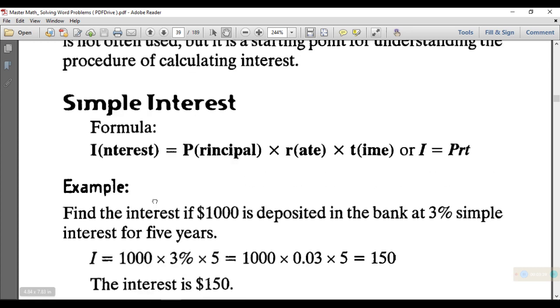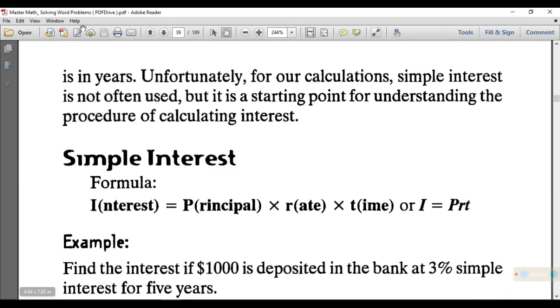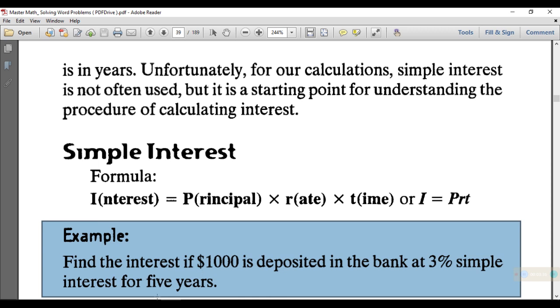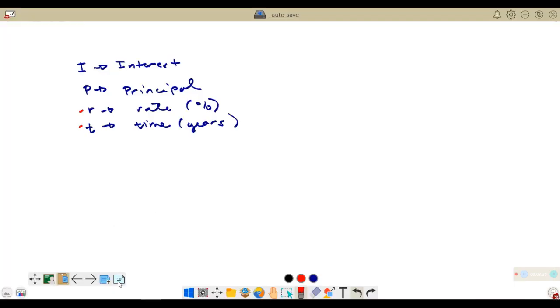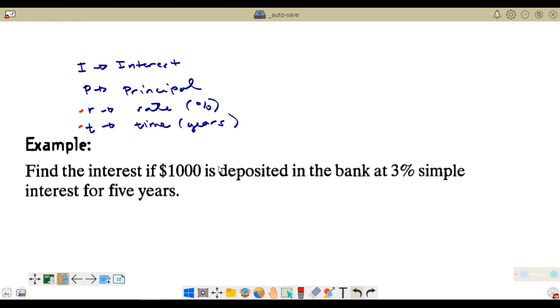So, punta tayo sa isang example. Find the interest if $1,000 is deposited in the bank at 3% simple interest for 5 years. So, napakadali lang ng ating solution. Here, i-define natin kung ano ang I, ano ang P, ano ang R, at ano ang T. So, find the interest. Ibig sabihin, nawawala pa ang interest na I.